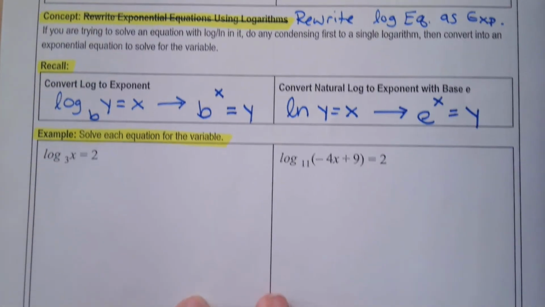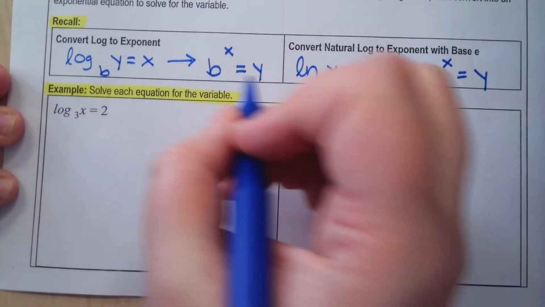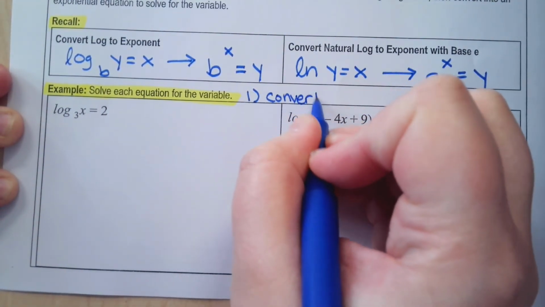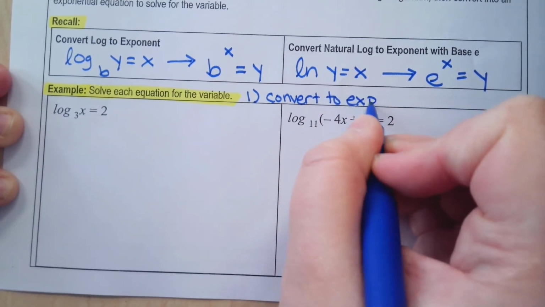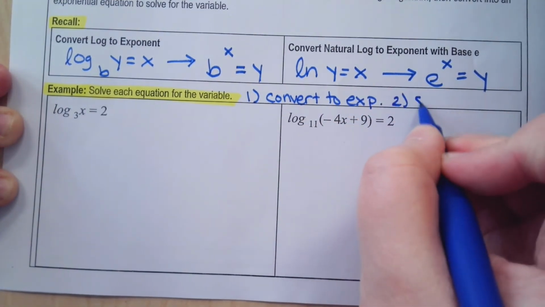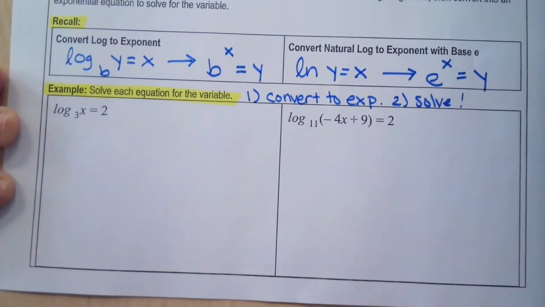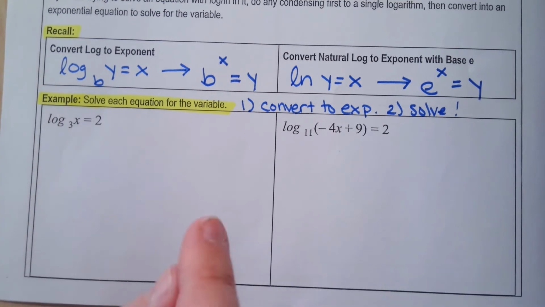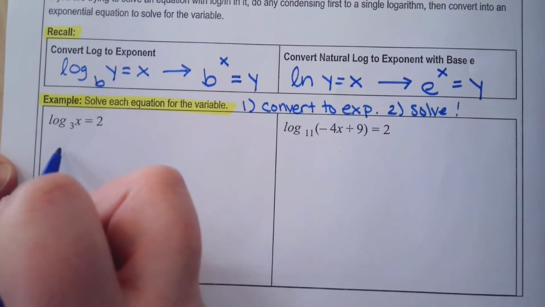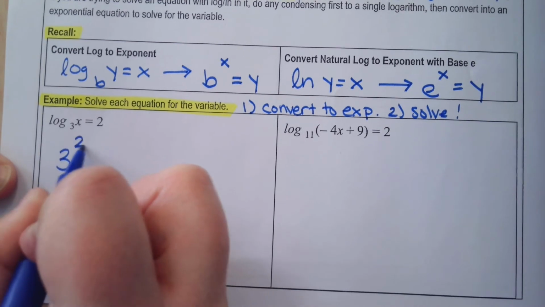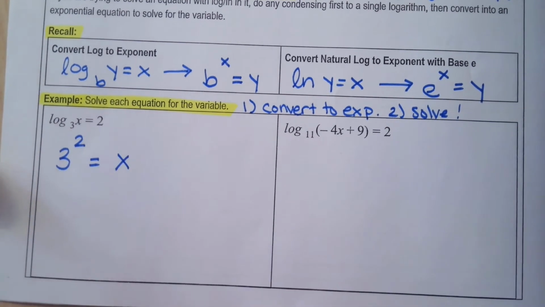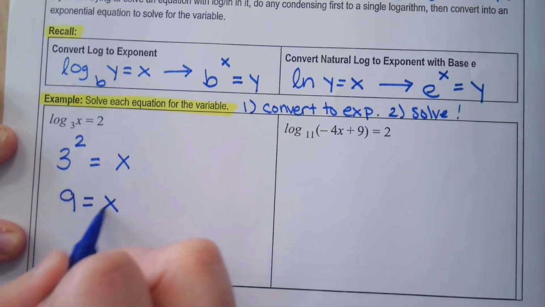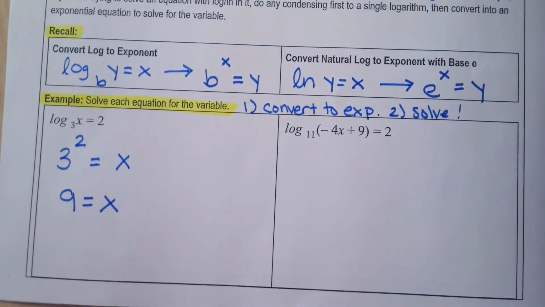So these first two examples, the first thing we do, convert to exponent form, and then we're going to solve. So here we have log base 3 of x is equal to 2. Convert it to an exponent. So base 3 to the power of 2 is equal to x. And then 3 squared is 9. So x is equal to 9.